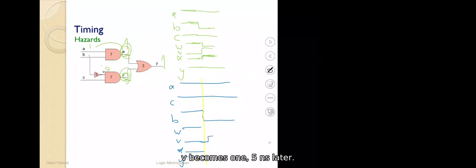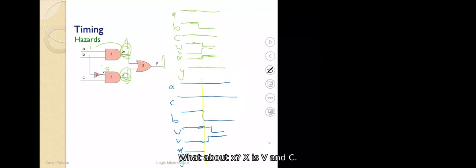5 nanosecond later. And then, what about W? W is AND of A and B with 7 nanosecond delay. A is 1 and B became 0. So W should get 0 now, but with 7 nanosecond delay. So W, not at this time, but 7 nanosecond later becomes 0. So this is W. So V has a delay of 5 nanosecond, W has a delay of 7 nanosecond.